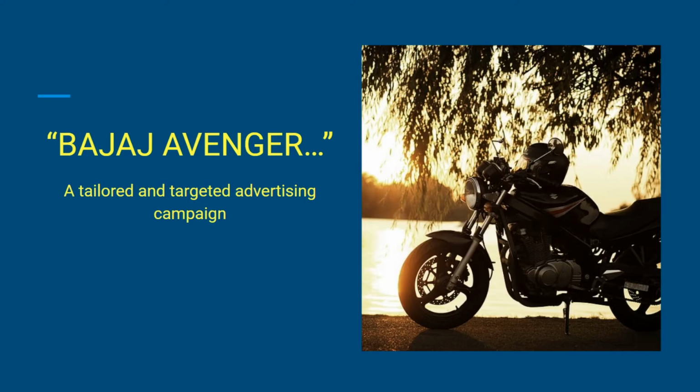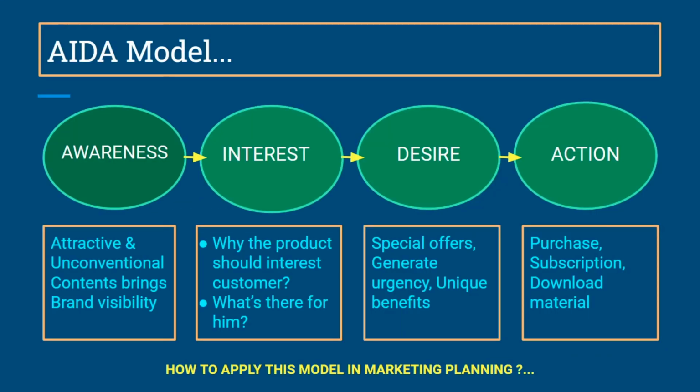This way we can learn that how Bajaj Auto plans tailored and targeted campaign in order to make sale of their product and in order to develop their brands. Okay, let's move ahead. We were discussing about how AIDA could be applied to marketing planning. So to apply this model, you can focus on certain things during different stages. Let's see what we need to observe in different stages.